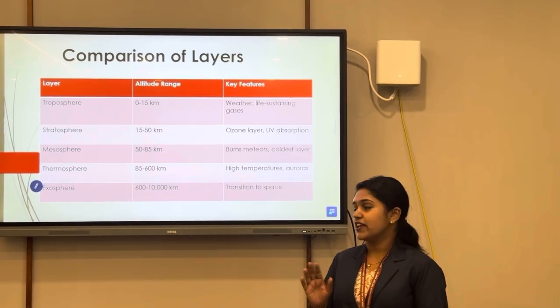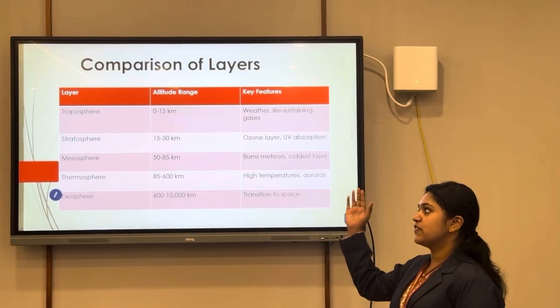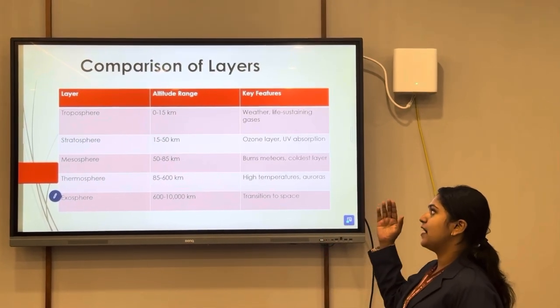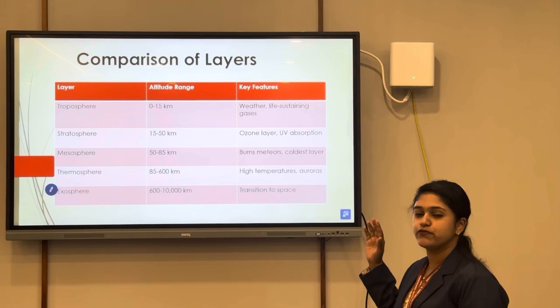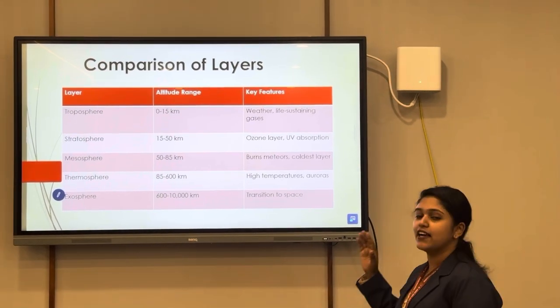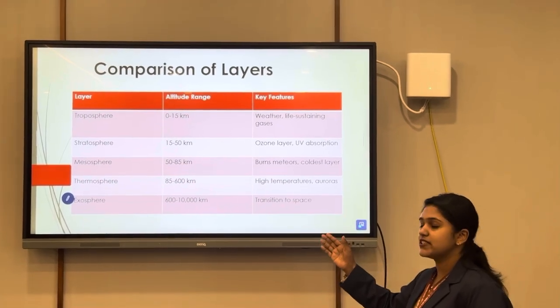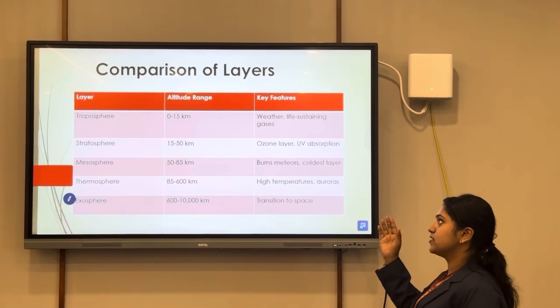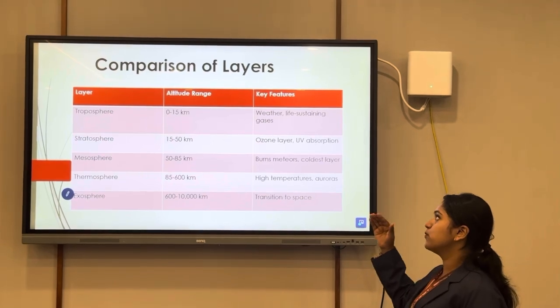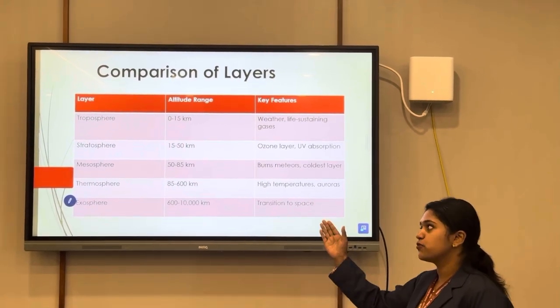In this slide we can see the comparison of these 5 layers. The first one is the troposphere. The height of the troposphere is 10 to 50 km. The key features are weather and life-sustaining gases. Then the second layer is the stratosphere, situated up to 50 km, and the major features are the ozone layer and UV absorption. Then the third layer is the mesosphere.